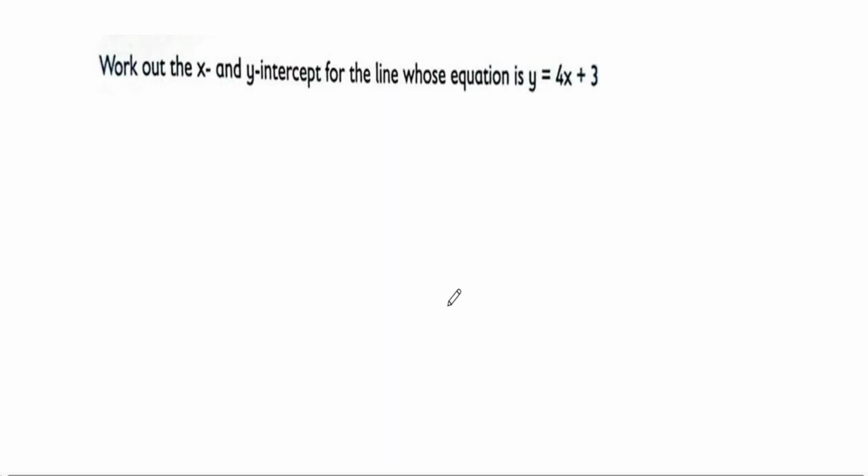Now let's finish up with the x and the y-intercept of a line. Now what are these? Our x-intercept and our y-intercept.